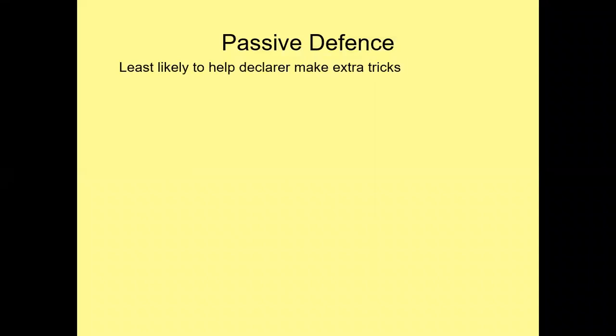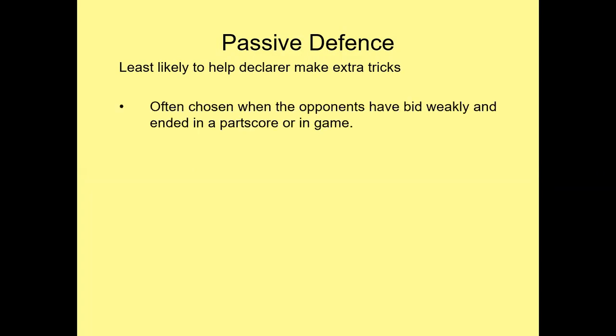So a passive lead is a lead that's least likely to help declarer make extra tricks. And it's often chosen when the opponents have bid weakly and ended up maybe in a part score or game, but their bidding indicates that they don't have a fantastic source of tricks. Maybe they've just got enough for game.